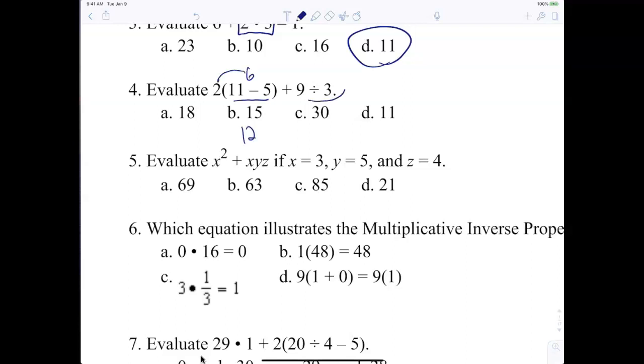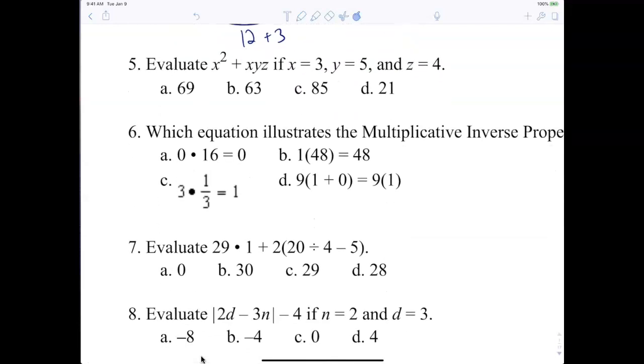Now don't forget you have to do the division before you do the addition. So 9 divided by 3 is 3. So 12 plus 3 is 15. Alright, number 5. Again, order of operation here. We're going to square 3 is 9 plus, then you're going to multiply them all together. 3 times 5 times 4.